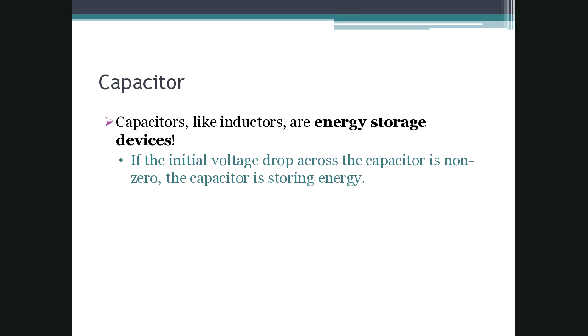So capacitors, just like inductors that we discussed previously, are energy storage devices. If the initial voltage drop across the capacitor is non-zero, the capacitor is storing energy. Remember in the previous equation where we had v(t0), meaning we were looking at the voltage at that initial condition. If there was some actual voltage there and that was given to us, then we know that the device was initially storing some energy. That's all that means.